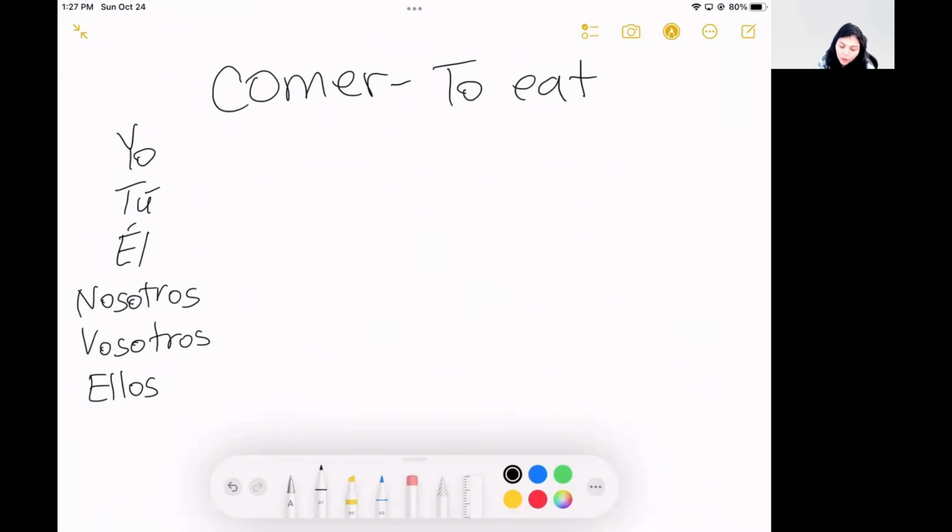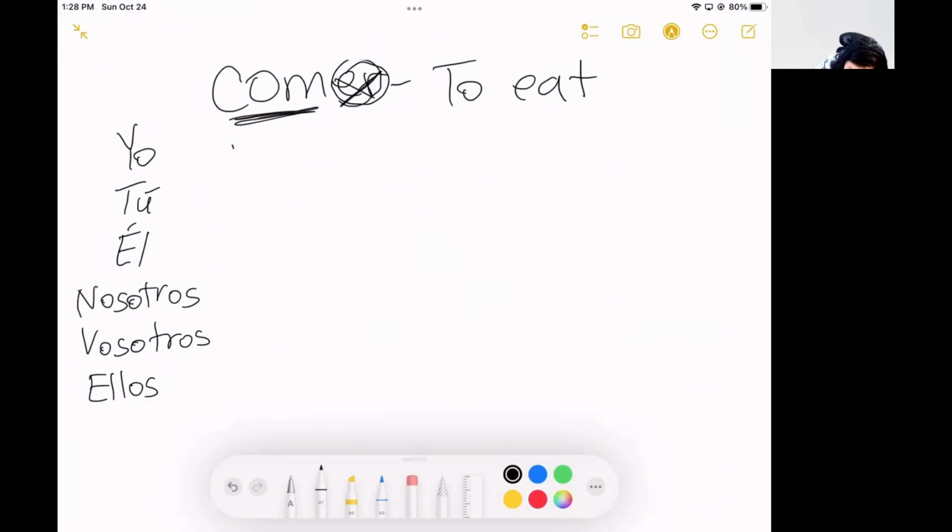All right, so comer. First thing we have to do is get rid of this ER, and we'll keep the root of the verb here. Do you remember the endings? Let's go over them again. It's going to be o, es, e, emos, éis, en. Again, first three, o, es, e. So let's focus on the first three.